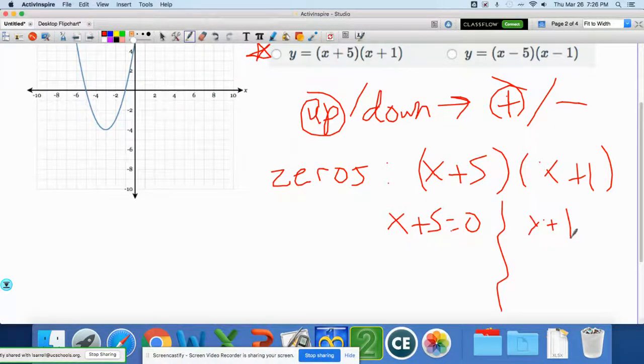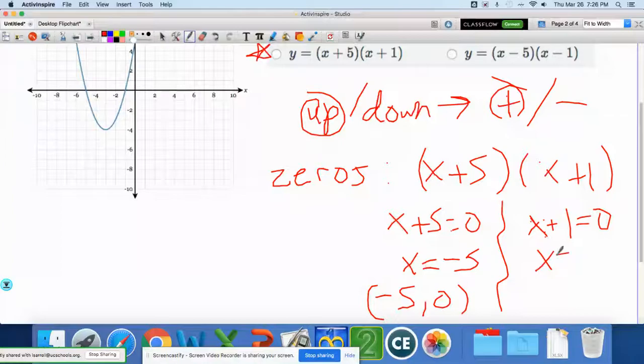x plus 1 equals 0. Well, we would subtract 5 and subtract 5. We get x equals negative 5 for the zero (-5, 0). We would get x equals negative 1 for the zero (-1, 0).